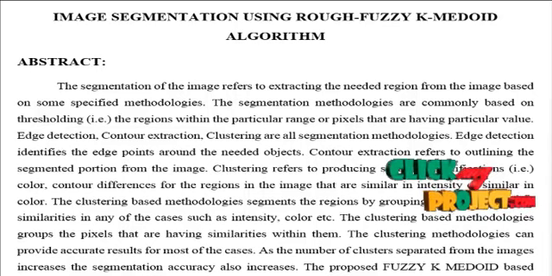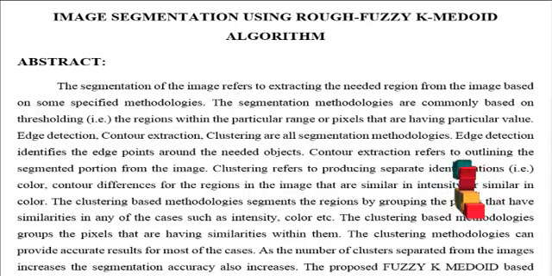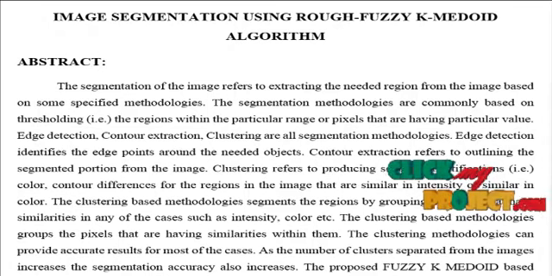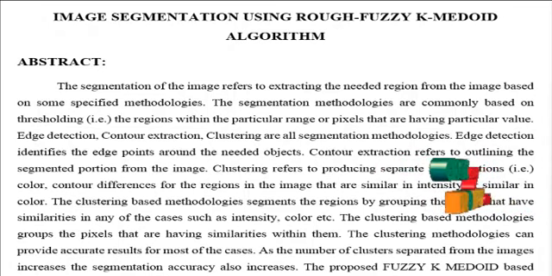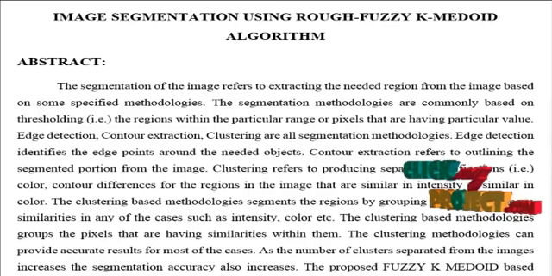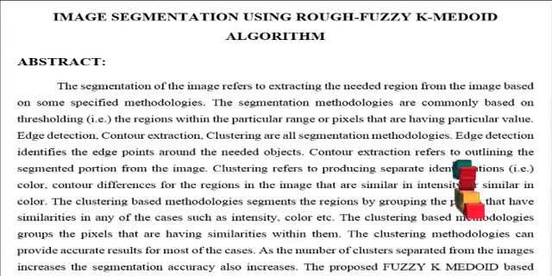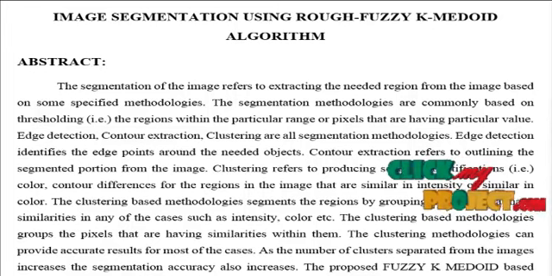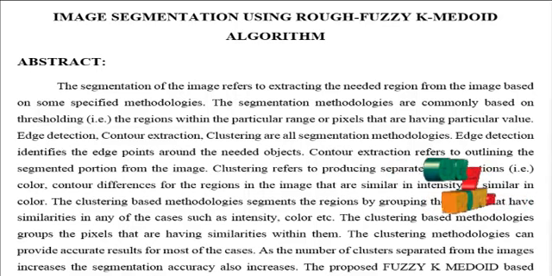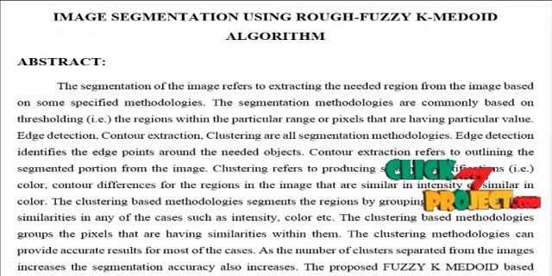Let us see the abstract of the process, image segmentation using rough fuzzy k-medoid algorithm. In this process, the color images were selected initially, and the obtained color images are pre-processed, that is, the common resizing operation is employed. Then the color channels in the images were separated and the overall intensity of each channel was estimated.